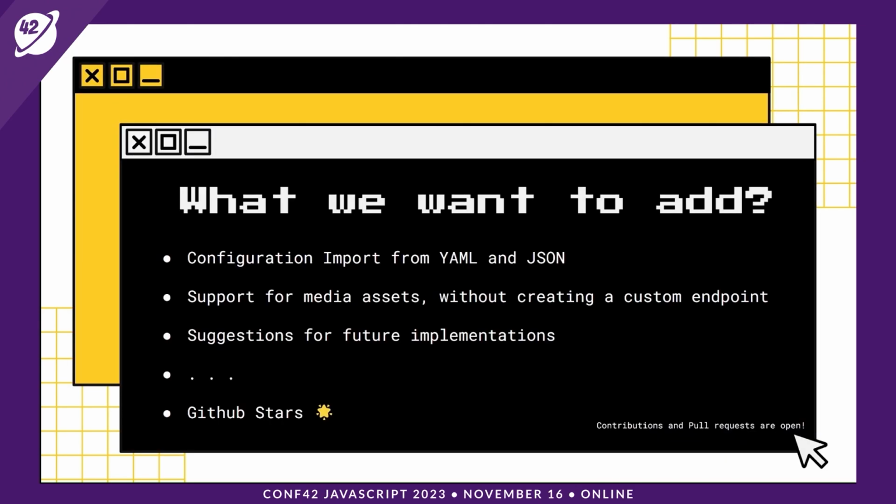What do you want to add? We want to add import from YAML and JSON of configuration. This will be extremely important for the mutations, for example, because you can bulk edit them with YAML or JSON. We would like to add support for media assets without creating an endpoint. So let's say you add a base 64 of an image, we want to store the asset in a bucket. That's the idea, but we are working on it.